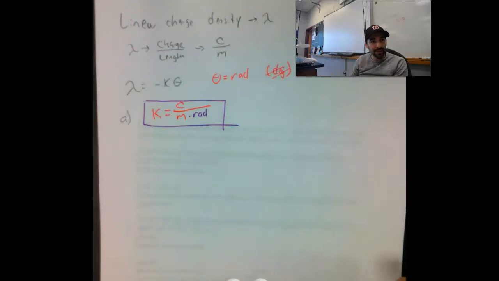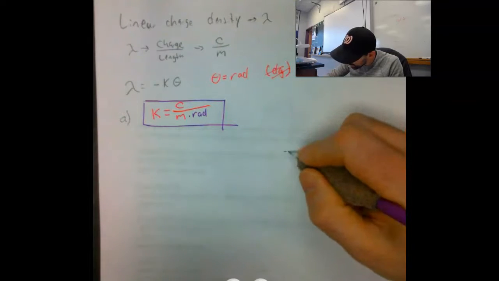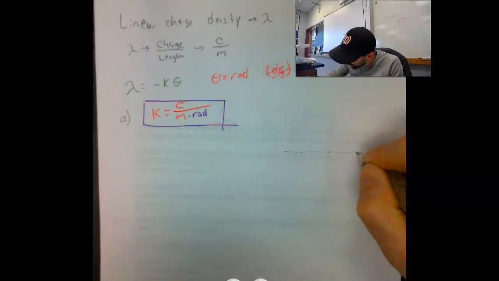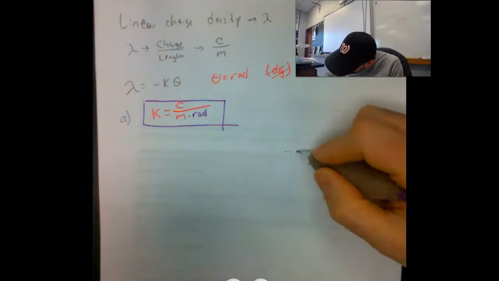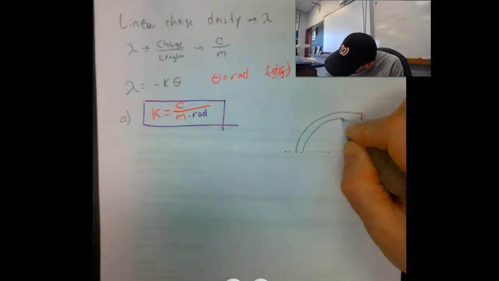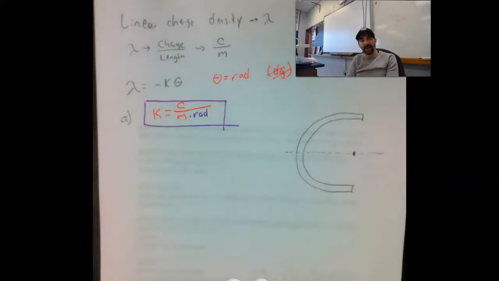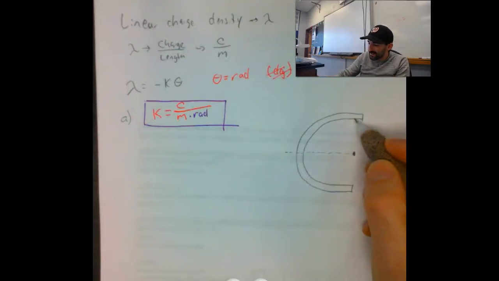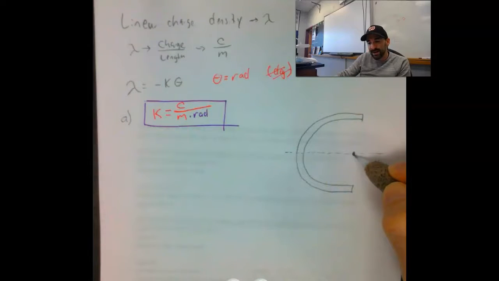So that might be a little bit more tricky. And to do that, I'm going to start with, you guessed it, I'm going to draw a picture. So bear with me here. I'm going to make that my center. That might not be the best picture, but here is my semicircular ring. This is my spot at the center where I'm trying to find the electric field.